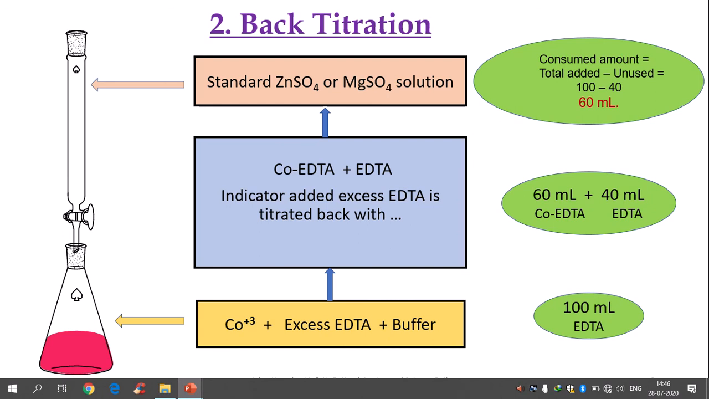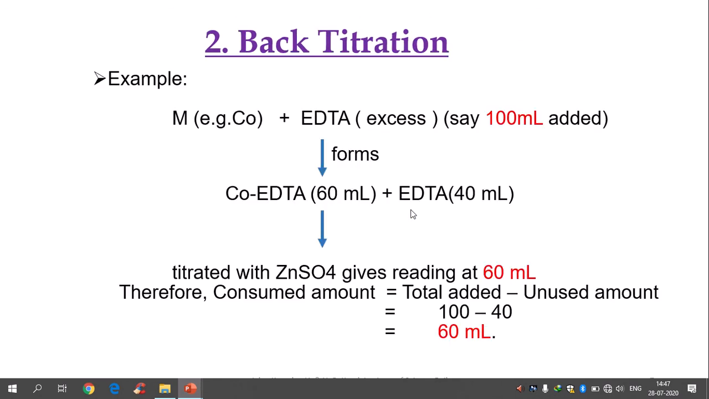So here we get total consumed amount equal to total added amount, that is 100 ml, minus total unused amount, that is 40 ml unused, and finally we get the total used amount, which is equal to 60 ml. So total cobalt EDTA complex formed is 60 ml. Here this is the back titration method. You can do the calculation as given.